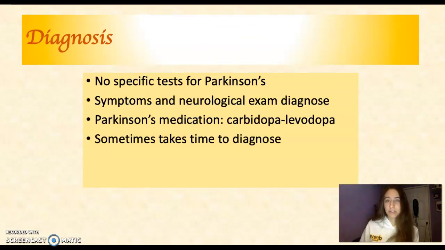Talk about the diagnosis of Parkinson's disease. There are no specific tests for Parkinson's disease, so you can't just go in and get a CT scan and they'll say, oh, you have Parkinson's. It doesn't happen like that.